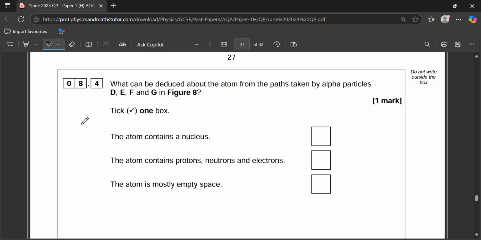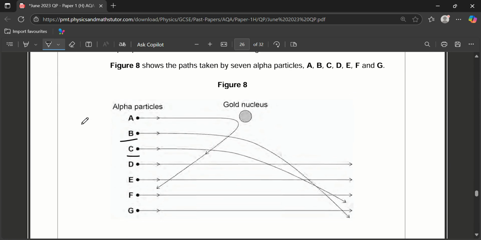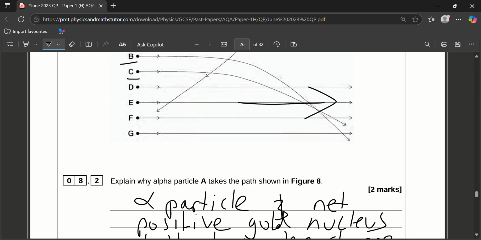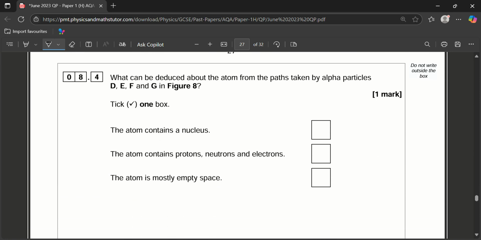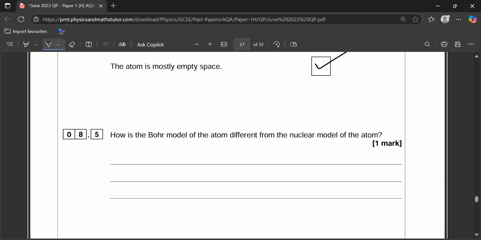What can be deduced about the atom from the path taken by the alpha particles D, E, F, G? Well, we know that A was fully deflected, B and C curve off, and D, E, F, G, if you look back again, they just pass straight through, straight as an arrow. So we know from that information the atom is mostly empty space.